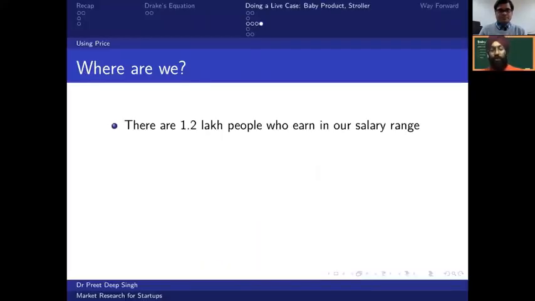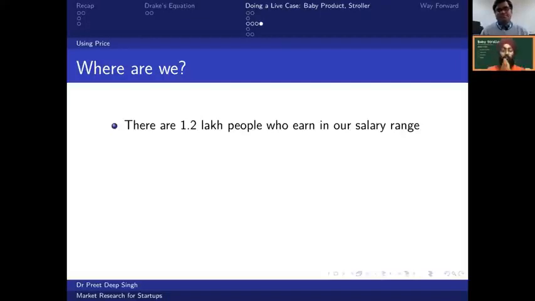So let's say we click on any one of those, and actually that slide hasn't come, but okay, I'll just give you the number: there are 1.2 lakh people who earn in our salary range. What is our salary range? People who earn 60 lakh and above, right? There are 1.2 lakh people in our range, right? So does that mean that we are done? Does that mean that 1.2 lakh is our market?